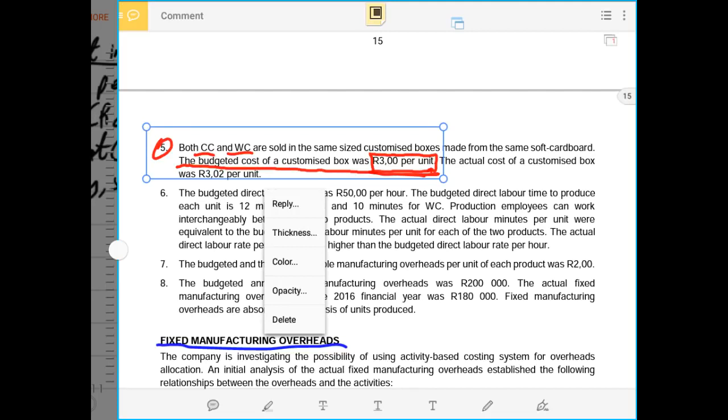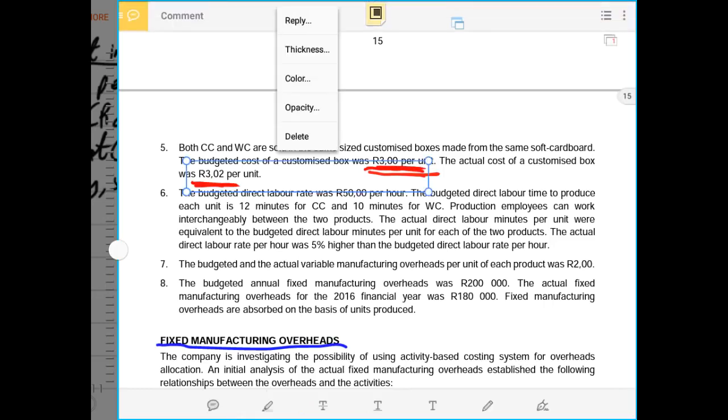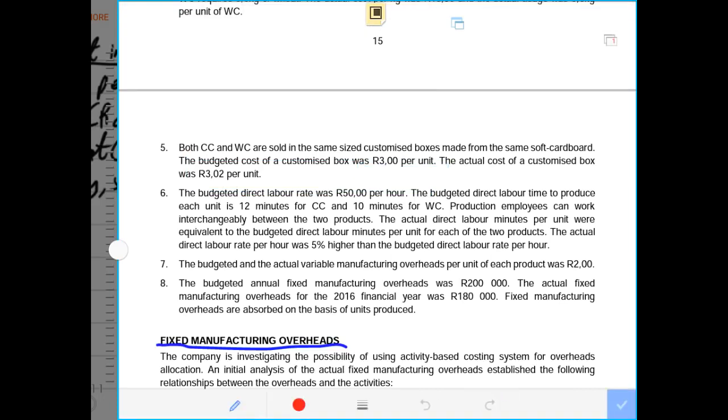So now they are telling us that the actual cost of the box was no longer the same as budgeted, but it became 3 rand 2 cents. So now that is also indicating another variance regarding the cost of the box that is used to package the cereals. Number 6 is saying to us that the budgeted direct labor rate is 50 rand per hour.